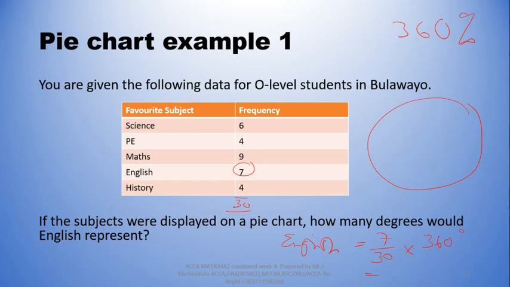That's 7 over 30, multiplied by 360. And we get 84. 84 degrees. We are done. Okay.